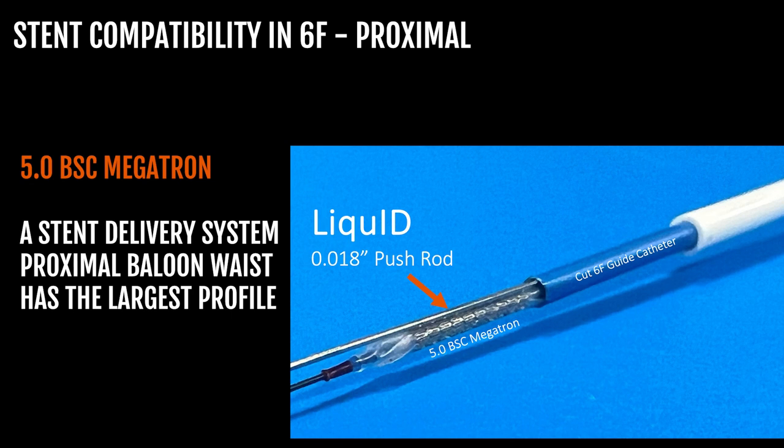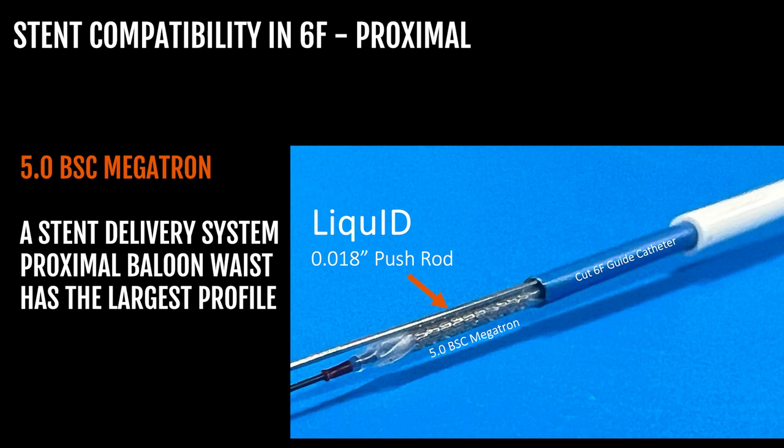Here we show the compatibility of a 5.0 Megatron stent, a 6 French LiquID in a 6 French guide catheter. Looking at the proximal segment first, we see a cut 6 French guide catheter, a 5.0 Megatron stent from Boston Scientific, extending through that cut segment with an .018 push rod of the LiquID device lying parallel.